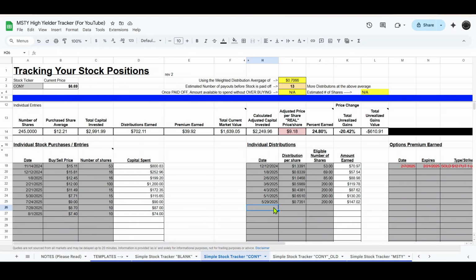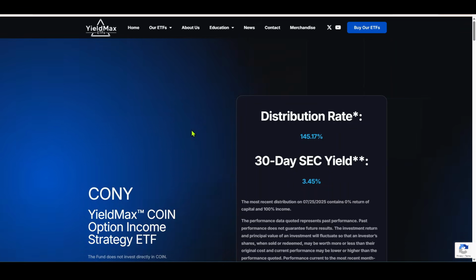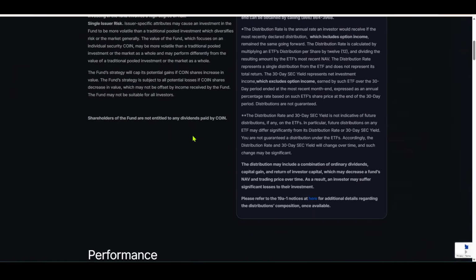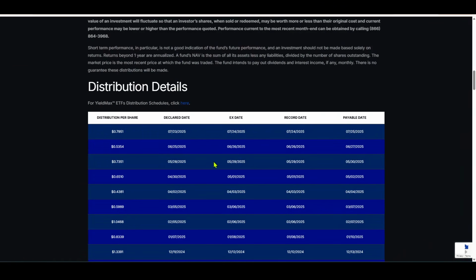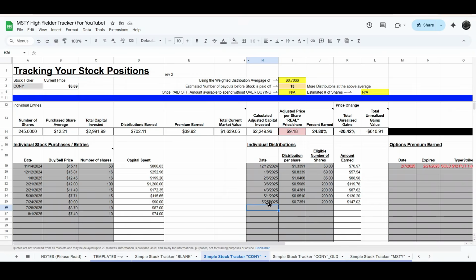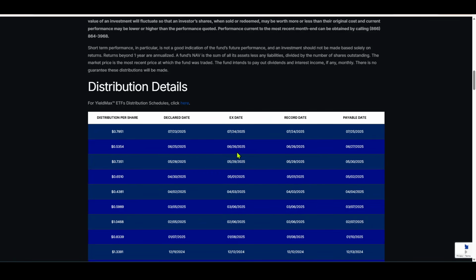So let's just see when was the next payout, and we can do that from the YieldMax site. And here we are on the YieldMax CONY site. So we can just scroll on down here to the distributions, and it looks like that 5/29, as I do enter in as the X date, helps me to calculate how many shares I can add to it that are eligible for that distribution, right? Because on 5/29 we had 73.51, and you can see right here 5/29 73.51, and that's what we did, right? So let's go ahead and enter in the next one.